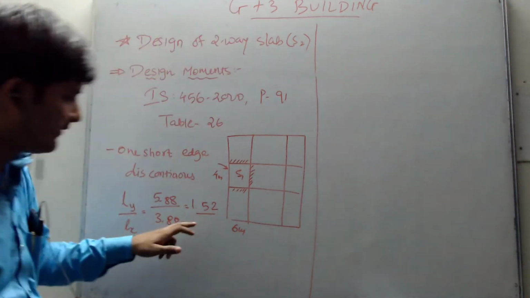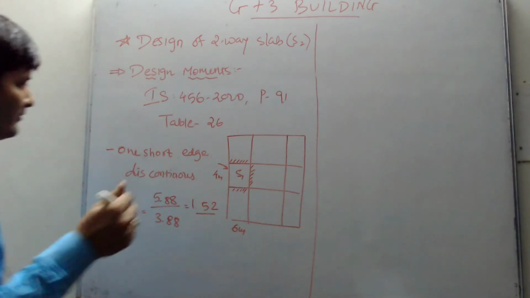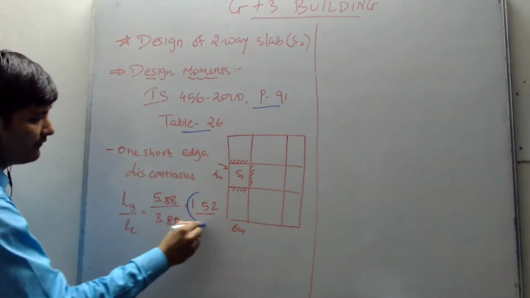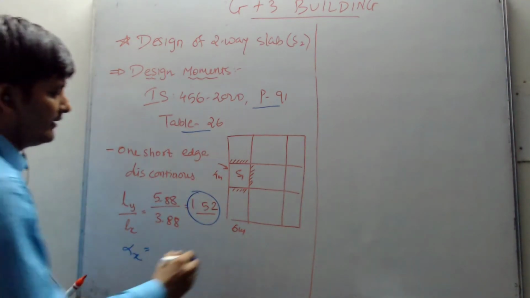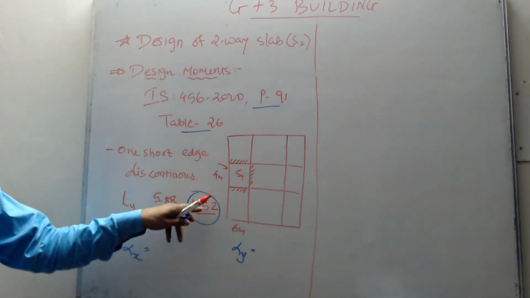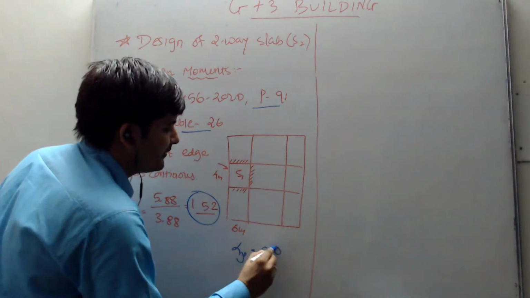So now for this 1.52 value, we need to select alpha x and alpha y value, right? So from this code, page number 91, table number 26, and for the value of 1.52, we get alpha x value and alpha y value. So alpha y, there is no such values for Ly by Lx. So alpha y you can directly find out from the code, which is minus 0.037.